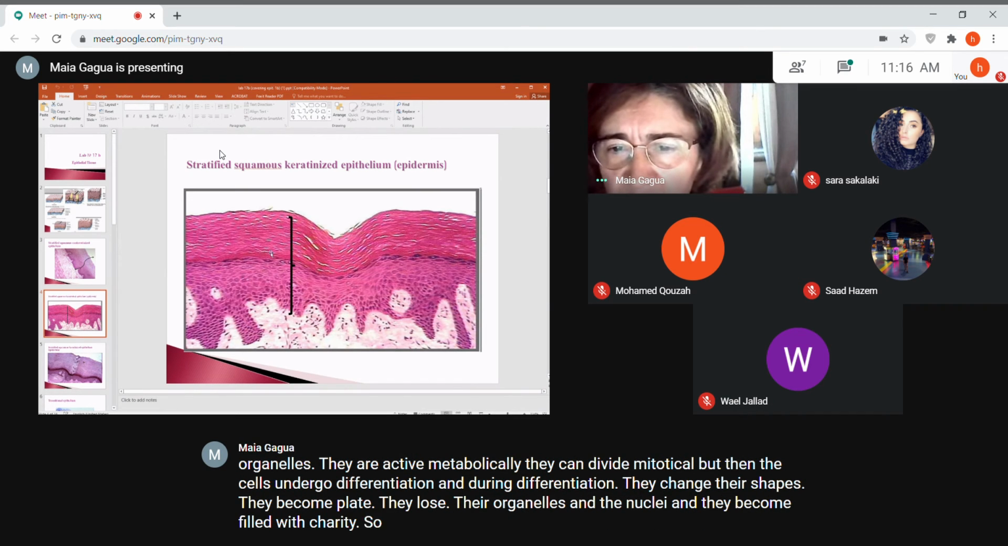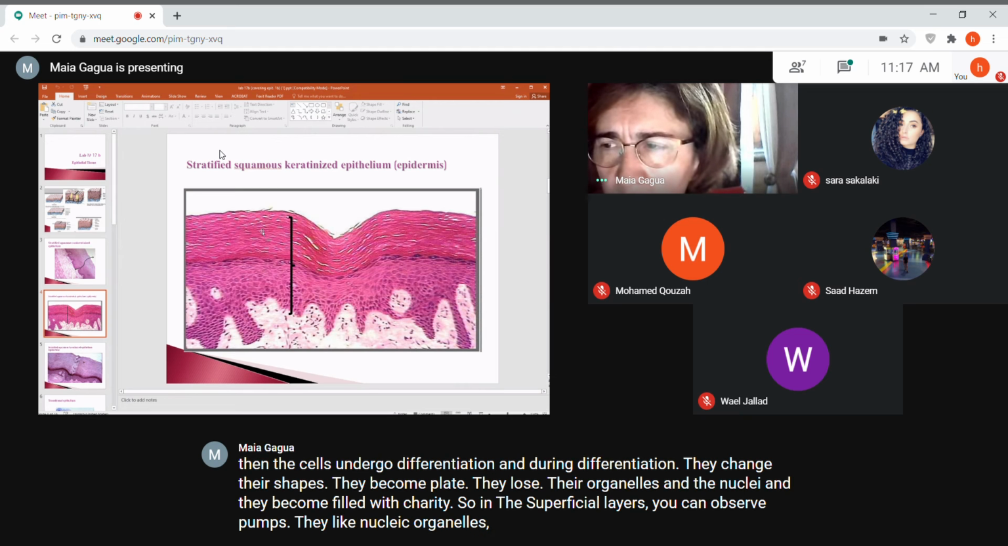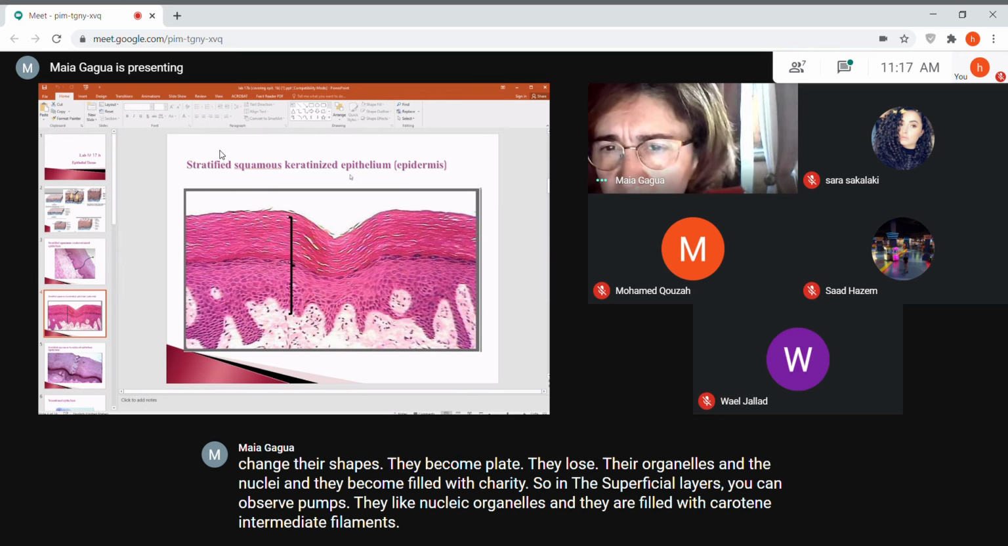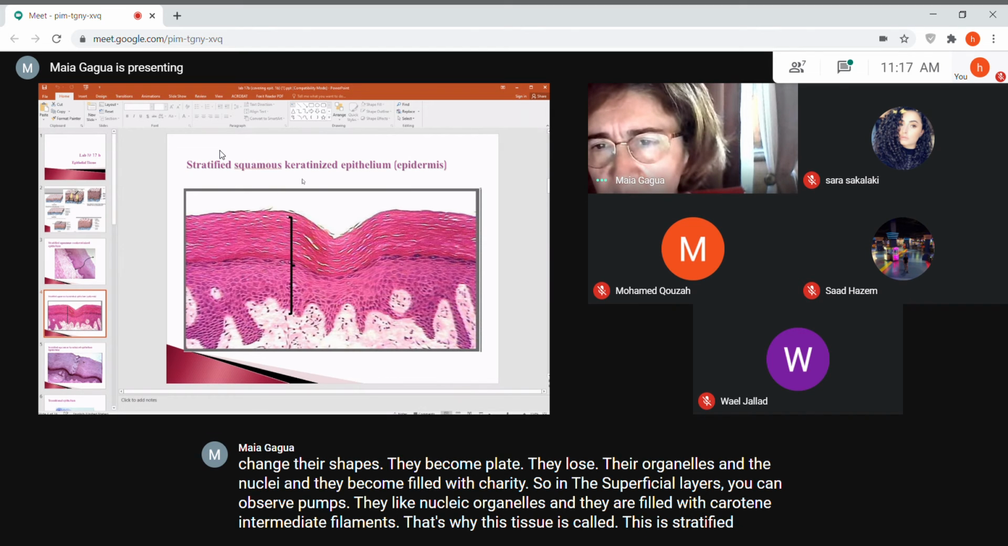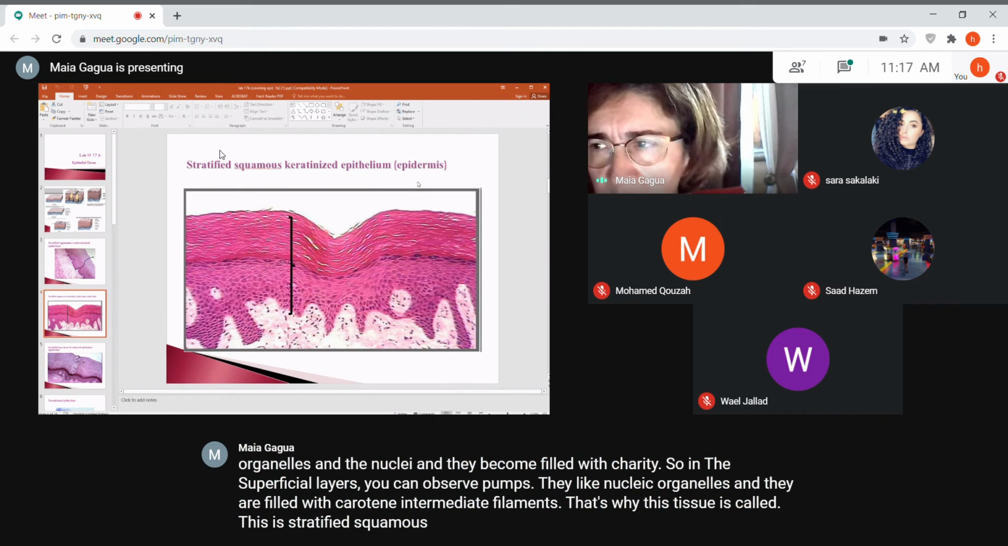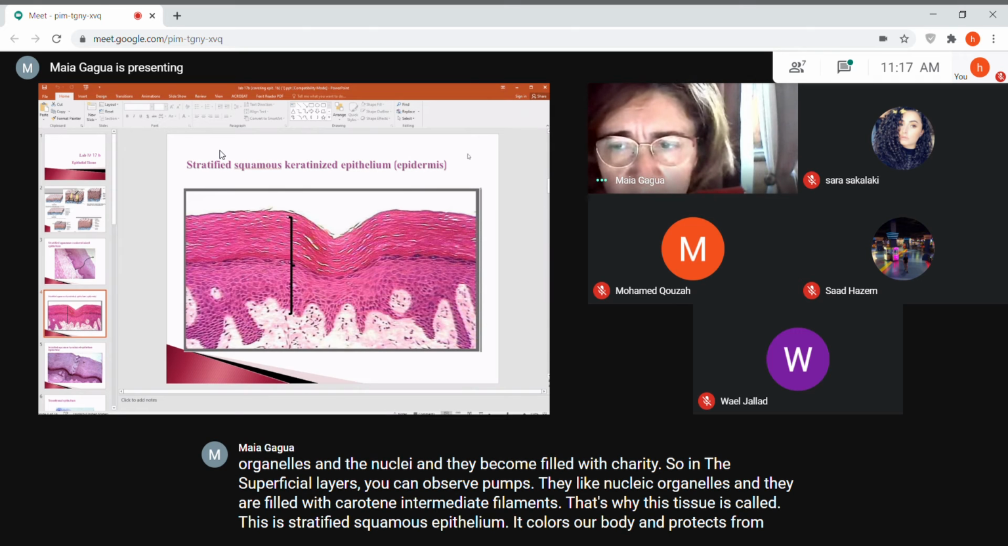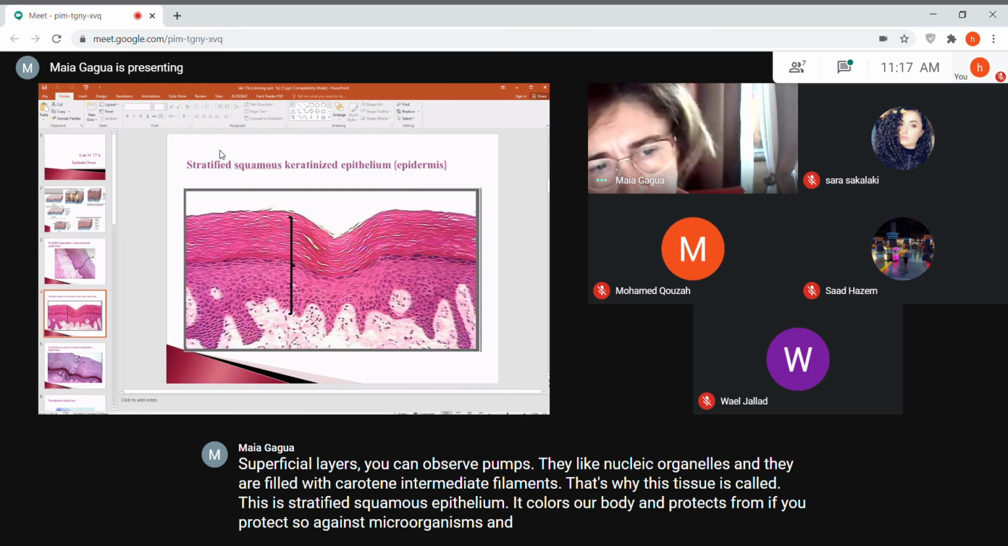So, in the superficial layers, you can observe squamous cells. They lack nuclei, they lack organelles, and they are filled with keratin intermediate filaments. That's why this tissue is called keratinized. This is stratified squamous keratinized epithelium. It covers our body and protects it against microorganisms and dehydration.